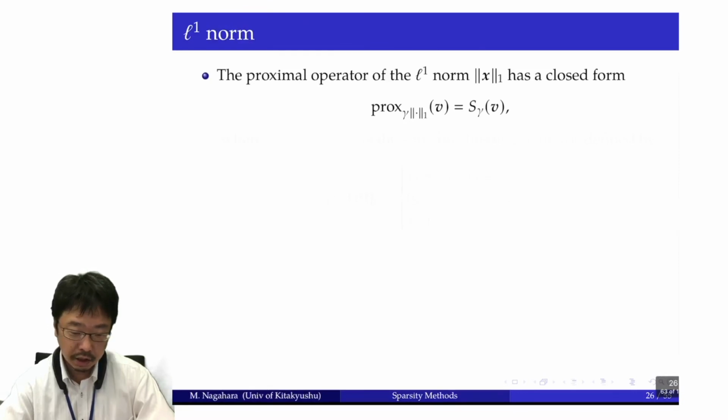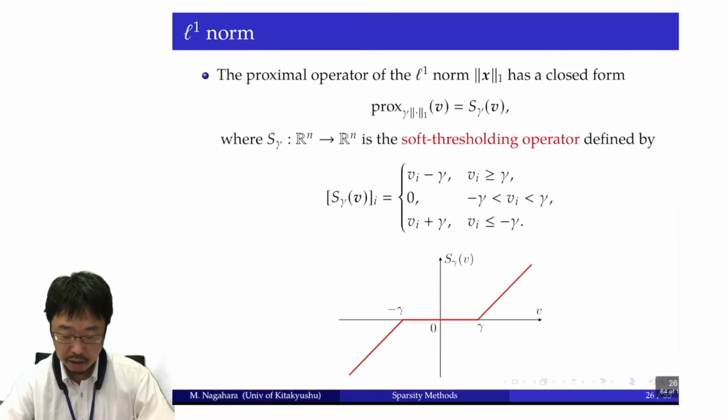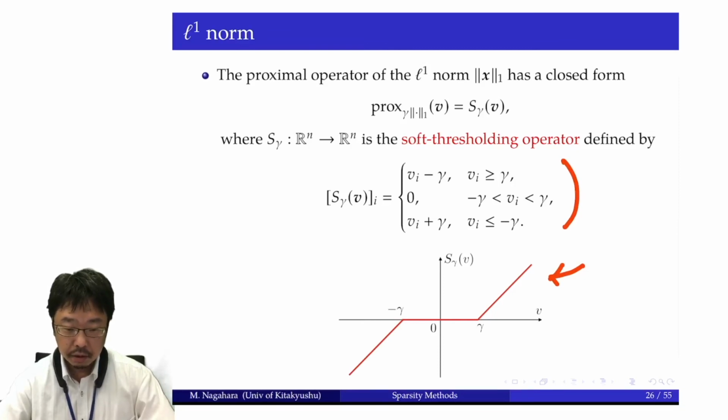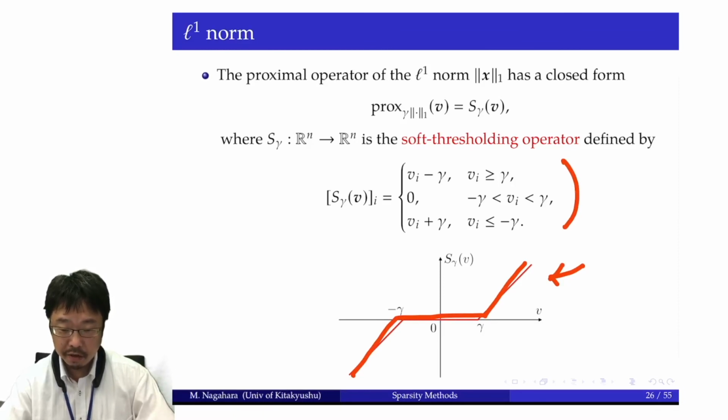Finally, let's consider the L1 norm. The proximal operator of the L1 norm has a closed form of this, where S gamma is the soft thresholding operator defined by this. This picture shows the graph of the soft thresholding operator. This is a piecewise linear function like this. As we will see, the soft thresholding operator plays a very important role in algorithms for sparse optimization.